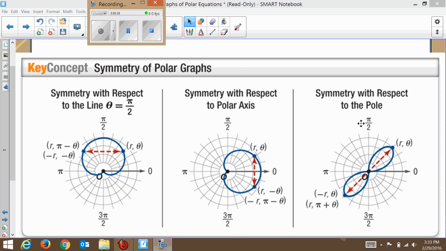And then finally, symmetry with respect to the pole. This pole would be from here down through, or on any one of these. So all these gray lines could be represented as the pole. So that's what that means when it's just turned some other sideways.